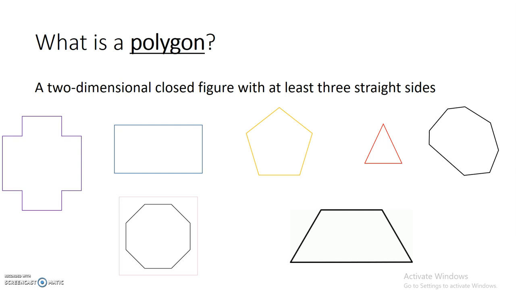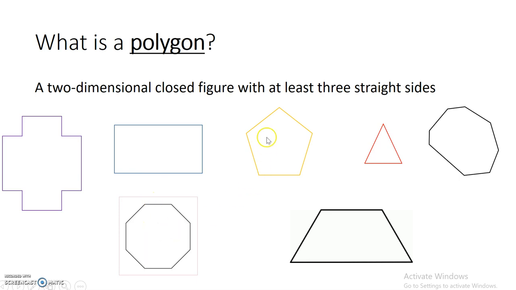All of these are going to be examples of polygons. Specifically, you're going to notice this purple one that kind of looks like a cross. That one has 12 sides on there. We would just call that a 12-gon. This one, most of you guys can probably tell it's a rectangle, but that's a 4-sided polygon. This one, we've got an octagon.